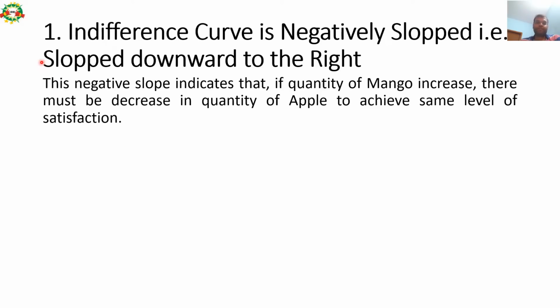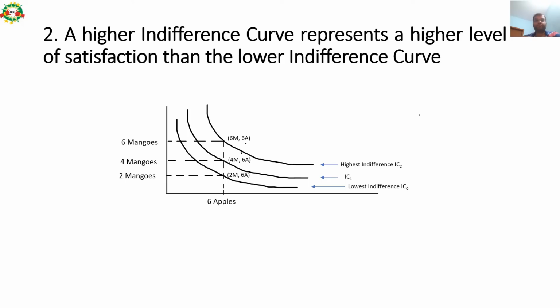So first property, indifference curve is negatively sloped, that is sloped toward the right. This negative slope indicates that if quantity of mango increases, there must be decrease in quantity of apple to achieve same level of satisfaction, as we saw in the previous diagram. Second characteristic is higher indifference curve represents higher level of satisfaction than lower indifference curve.